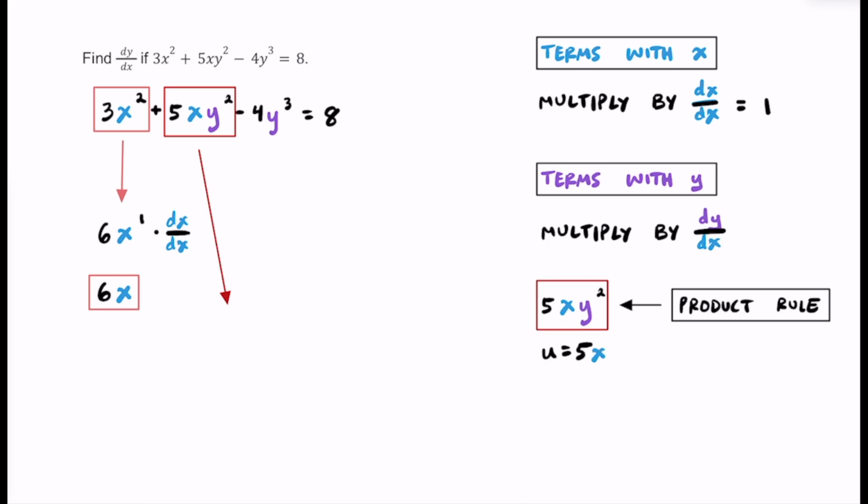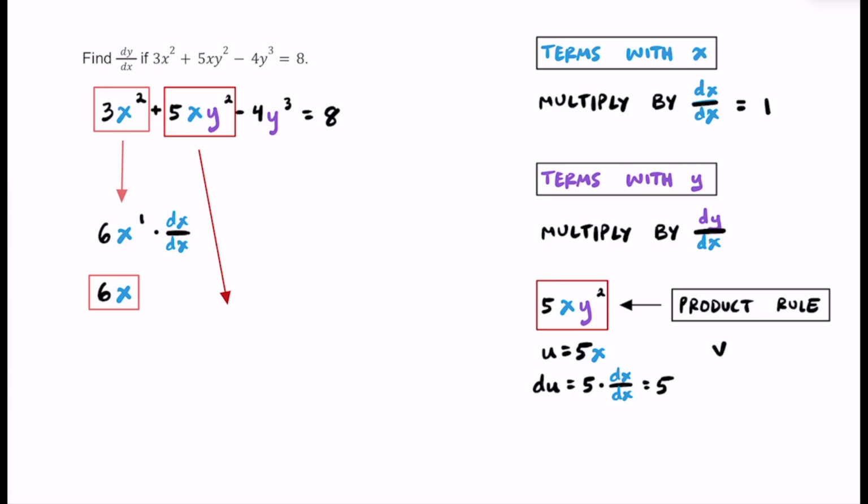And then what is du going to be? Well, du is going to be the derivative of that. The derivative of 5x is going to be equal to 5 multiplied by dx over dx, right? Any terms with an x in it, we're going to multiply by dx. Now again, dx over dx is just equal to 1, so we can say du is just equal to 5.